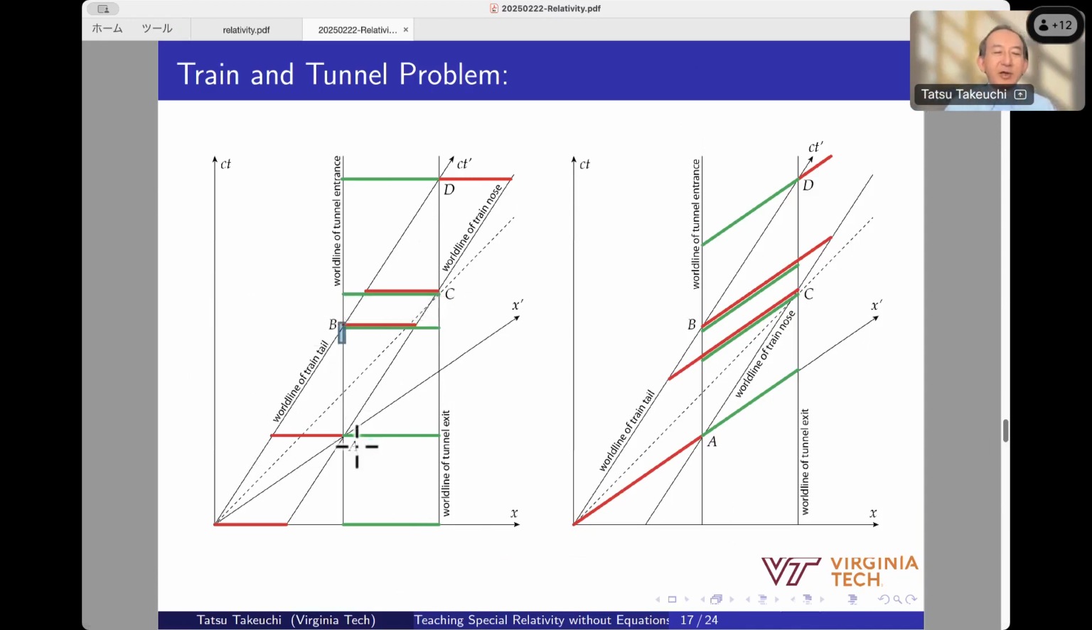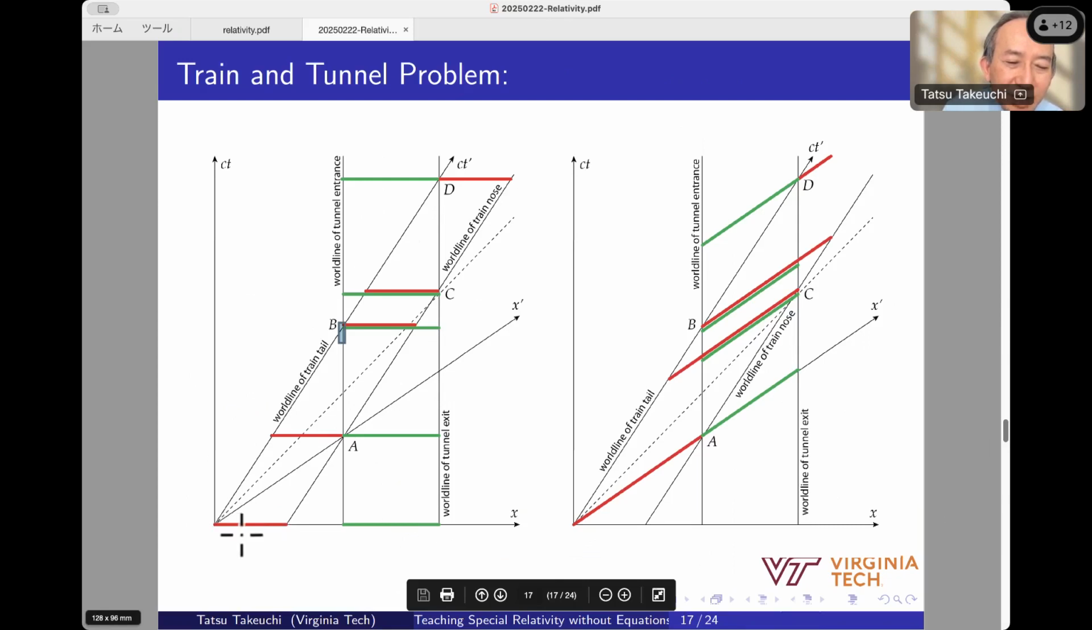Okay, now in the ground frame of reference, because of Lorentz contraction, the moving train will look like it's shorter than the tunnel. So as the train enters the tunnel at point A, the door at A will open and let the train in, and the train will be completely inside the tunnel when the tail enters the entrance at point B. So you can imagine that the door at the entrance will close.